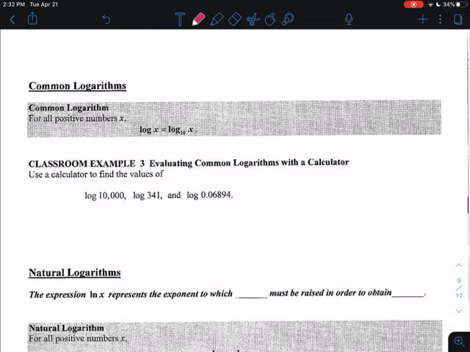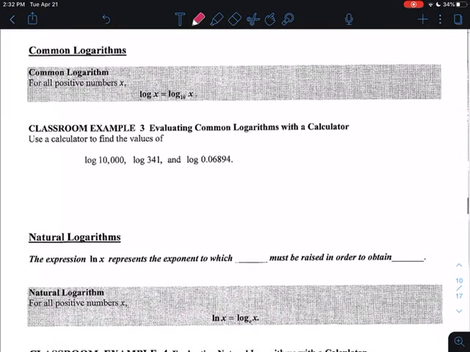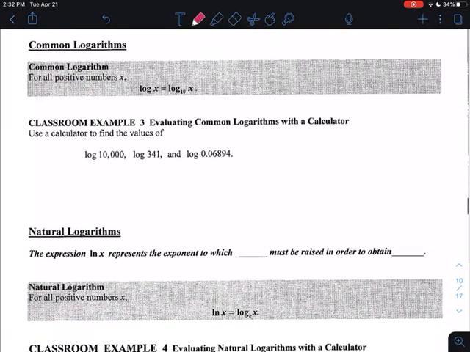Then you have common logarithms and natural logarithms. A common logarithm is a log with base 10. Whenever your log has a base 10, we don't write the base 10. So whenever you see a logarithm that doesn't have a base, you have to assume that the base is 10. So it says evaluating common logarithms with the calculator.